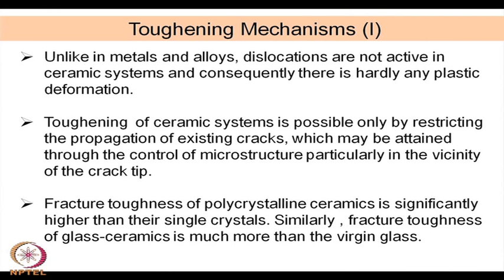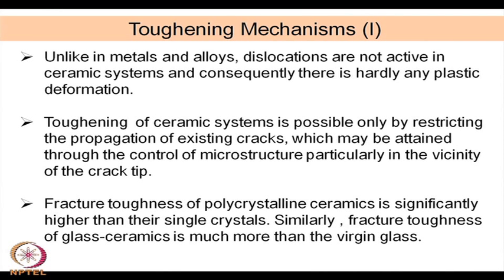So, grain boundaries restrict the movement of this crack, and therefore polycrystalline ceramics have a higher strength than single crystals. A similar thing also happens in the case of glass ceramics. Glass is basically a uniform or homogeneous material, in which once the crack is generated, it goes through very easily.